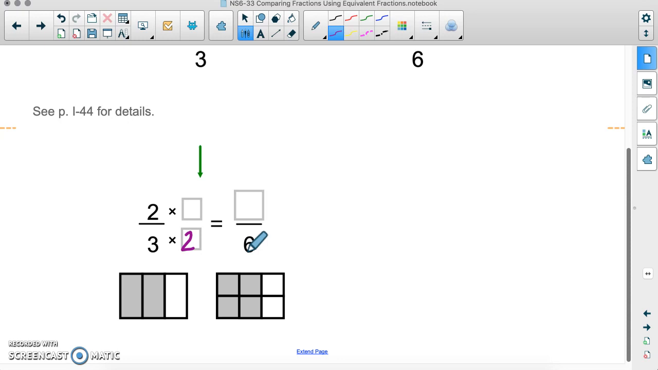The rule is that we have a multiplicative relationship between numerators and denominators. What this means is that you have to multiply both parts of the fraction by the same number to result in an equivalent fraction. So in other words, what you do to the bottom, you have to do to the top. So if you have to multiply 3 by 2 to get to 6, that means you have to multiply the top by 2 as well. So 2 times 2 is equal to 4. So this is telling us that 2/3 is the same as 4/6.